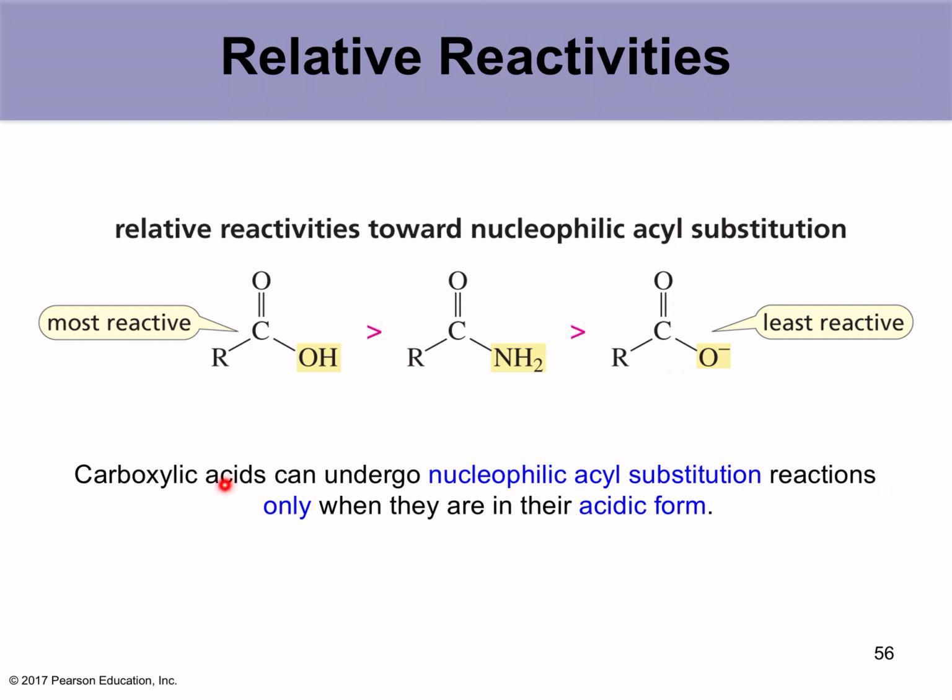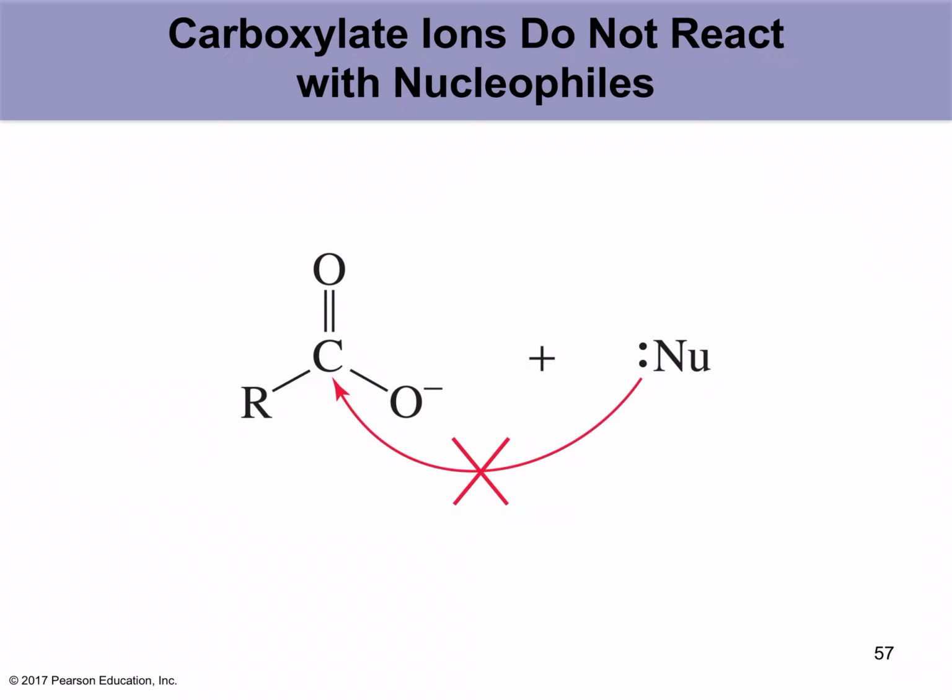Okay, carboxylic acids can undergo nucleophilic acyl substitution reactions only when they are in the acidic form, which is this form. Once it forms the basic form, the carboxylate anion, now this is least reactive. This does not want to react with another nucleophile. Okay, this is also in the basic form. Carboxylate ions do not react with nucleophiles. How do you form the carboxylate ion? By removing the acidic hydrogen of the carboxylic acid. This is not going to happen.